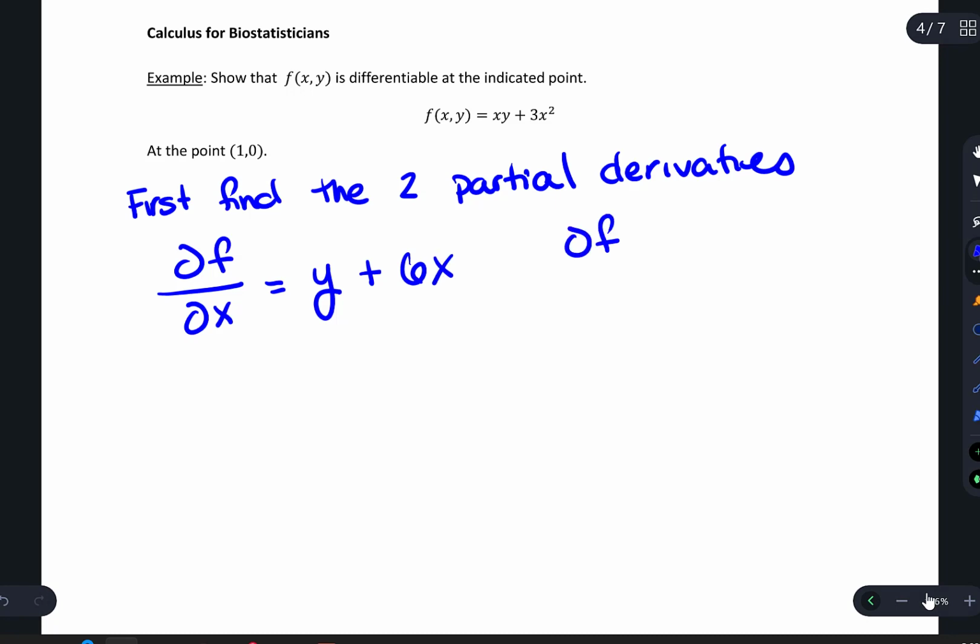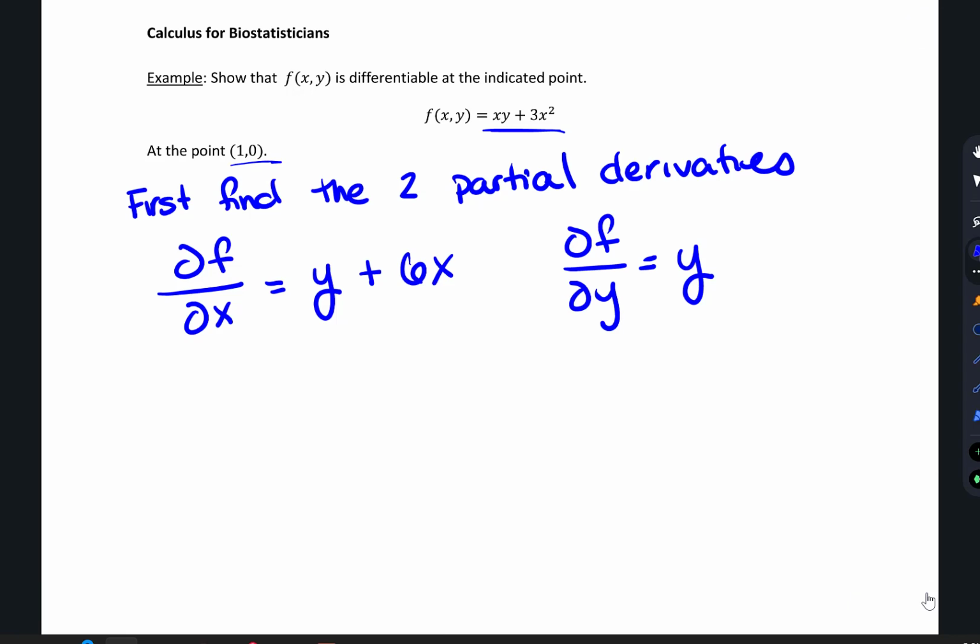Then we can find the partial derivative of f with respect to y. The first term x y, this time x will be a constant, so we just have x. And the second term doesn't involve y, so the derivative of that term with respect to y will just be 0. All right, so next, if we're going to apply that sufficient condition for differentiability, we need that f of x y is defined on an open disk centered at x naught y naught. Notice here, there's no reason for f of x y not to be defined on an open disk centered at the point 1, 0. This function is defined everywhere.